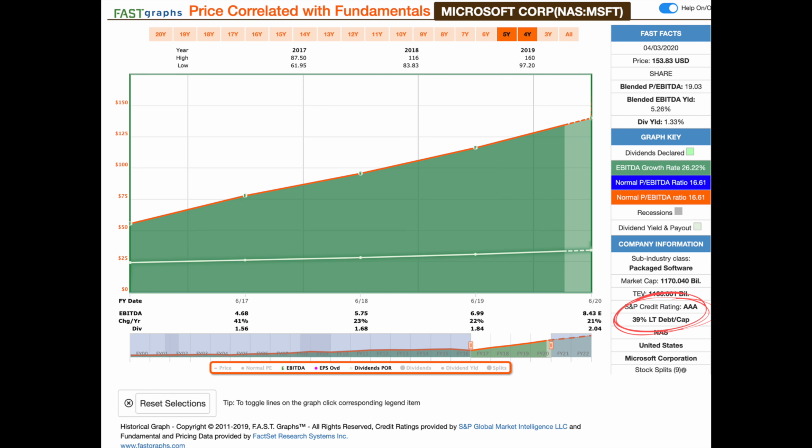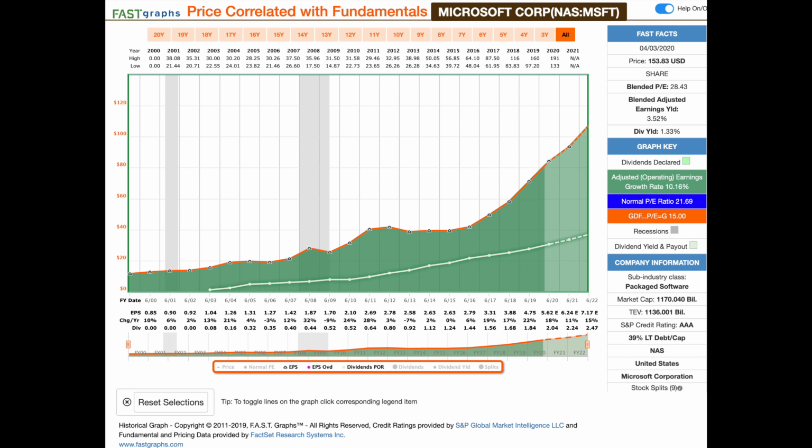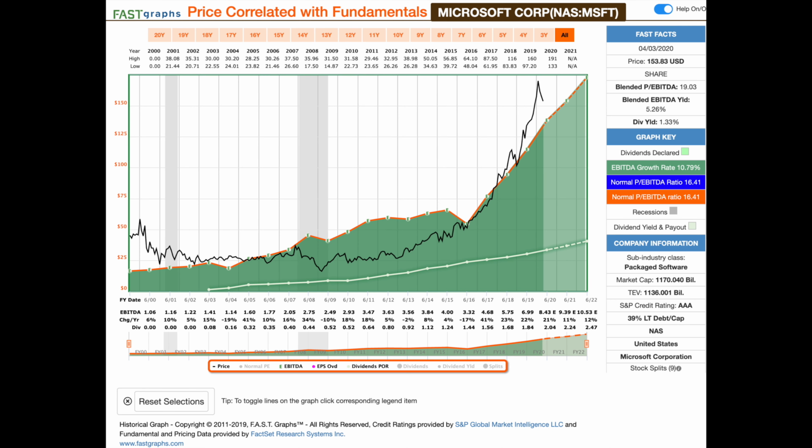Long-term debt to cap is 39% and the credit rating is AAA. Pretty good. Okay, let's see what this thing looks like with the stock price thrown on the graph. A little expensive. Looking to the left, the dot-com era, also known as the irrational exuberance period, you can see how the stock got very expensive relative to earnings. Back to the right, looking at the current period, we're expensive, but not nearly as much.